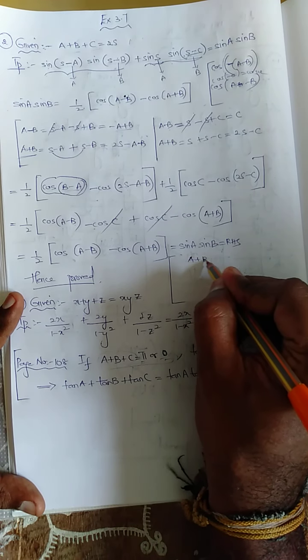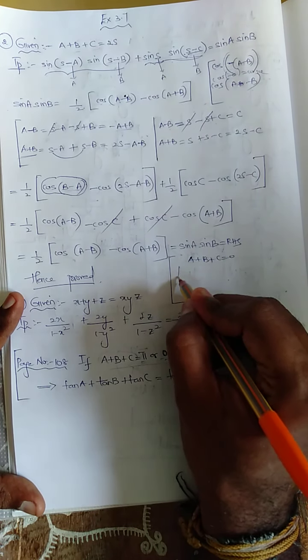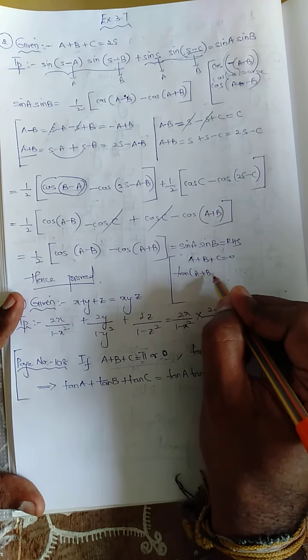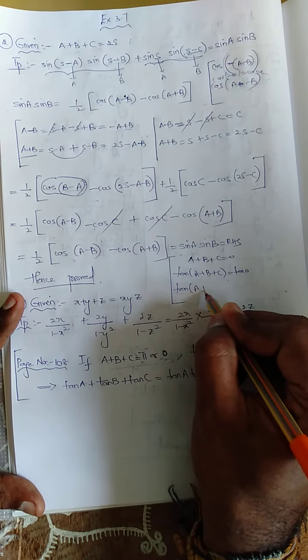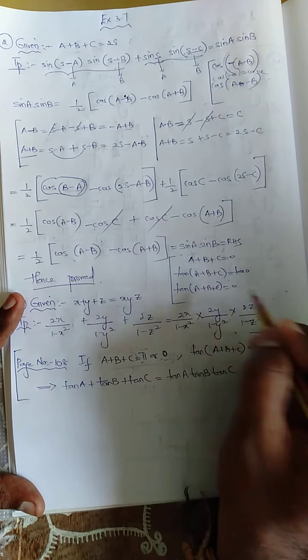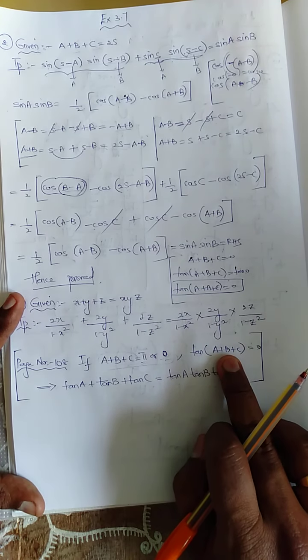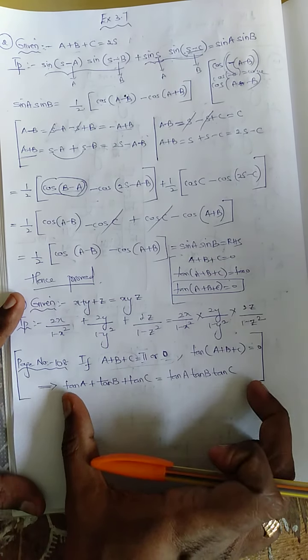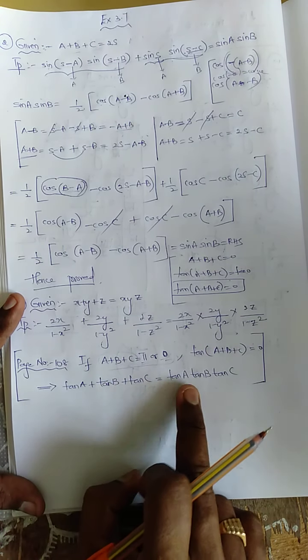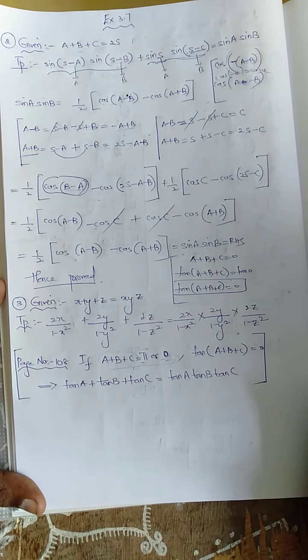If I want, I can prove it here. A plus b plus c is equal to 0. Now take tan on both sides. Tan of a plus b plus c is equal to tan 0, and tan 0 is nothing but 0. So tan of a plus b plus c is equal to 0. If tan of a plus b plus c is equal to 0, then we can say tan a plus tan b plus tan c is equal to tan a into tan b into tan c. This is an important note.